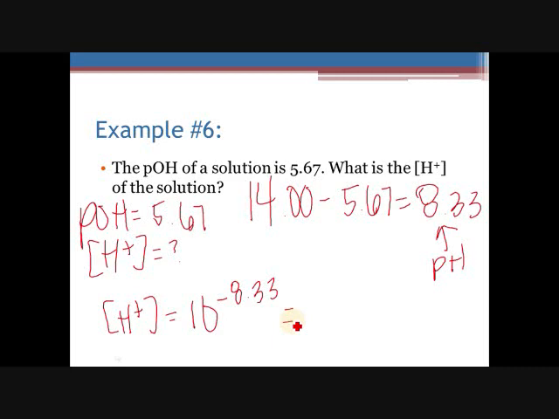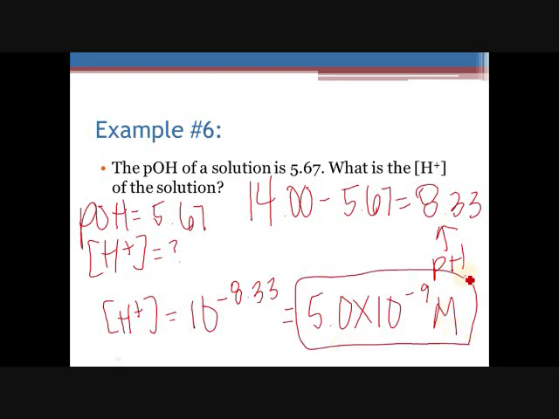log button equals, and the H plus is going to be 5.0 times 10 to the negative 9 molar. Significant figures. I only have two sig figs here. This is like backwards of what we did with the log. So when you're doing the reverse function, which is the inverse function of log, the number of decimal places that you plugged in is equal to the number of sig figs total at the end.